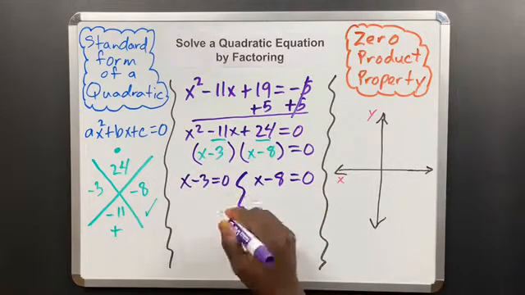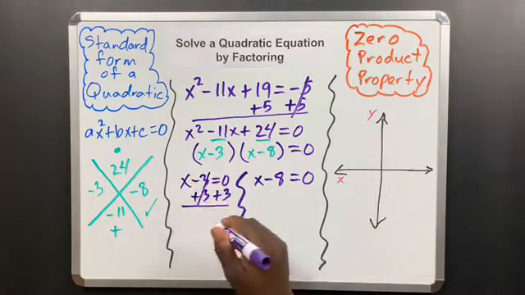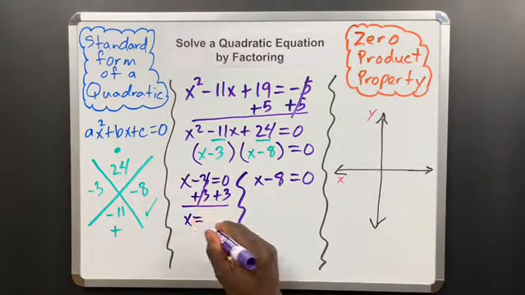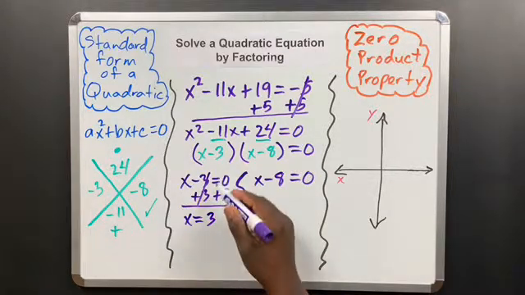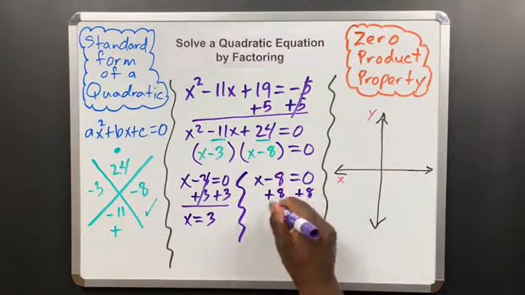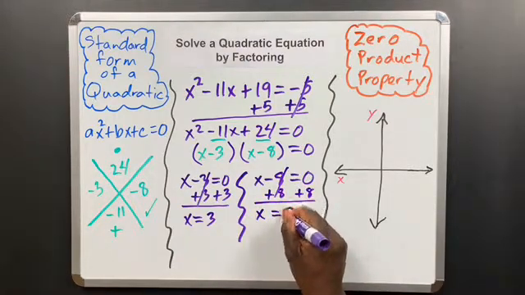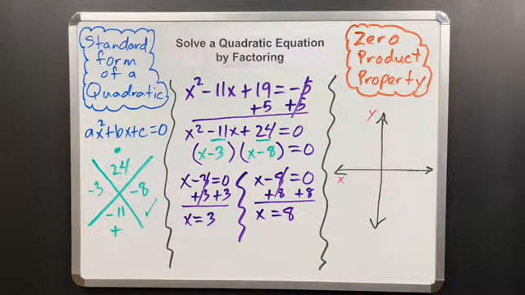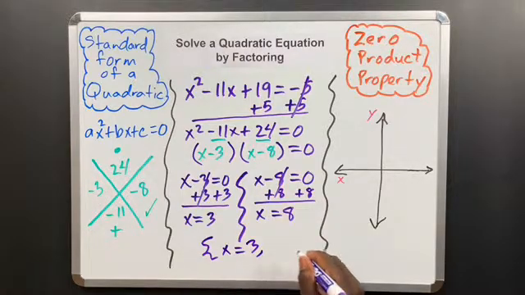So now let's do basic pre-algebra. We add 3 to both sides of the equation. That crosses out. We get x equals 3. All right, we've solved over here on the left side. Now let's solve over here. We're going to add 8 to both sides of the equation. That crosses out. We get x equals 8. So hence, we have our two answers. Our two answers are that x equals 3 and x equals 8.